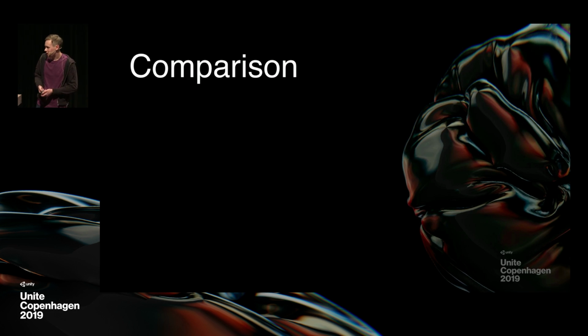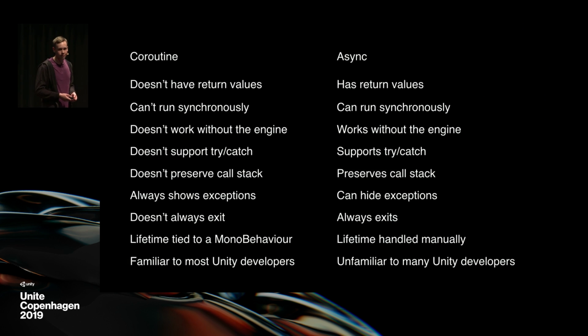So let's get on. I composed a list of the differences, and the list ended up being quite long, so hang tight. Some of these don't seem meaningful at first, like the second one. Why would you want to run asynchronous code synchronously? Some of them are quite weird, like coroutines not always exiting. What's up with that? And some of them are pretty much lies.